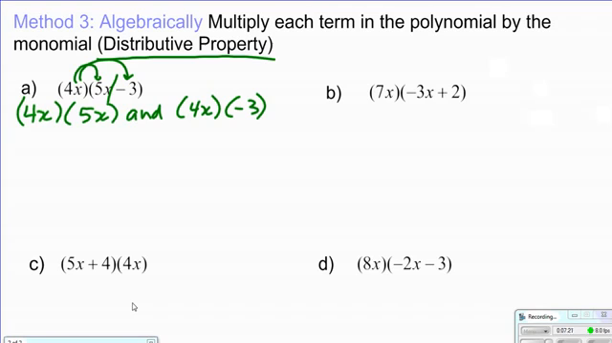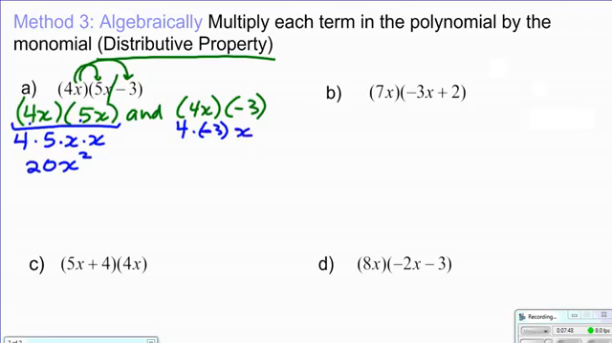So then, again, we're thinking of it now just like binomial times binomial, right? Numbers with numbers, letters with letters. So 4 times 5 times x times x. So we get 20x squared. If we look over to the second one, numbers with numbers, letters with letters. So 4 times negative 3 times x. So then we get negative 12x. So together, 20x squared minus 12x.